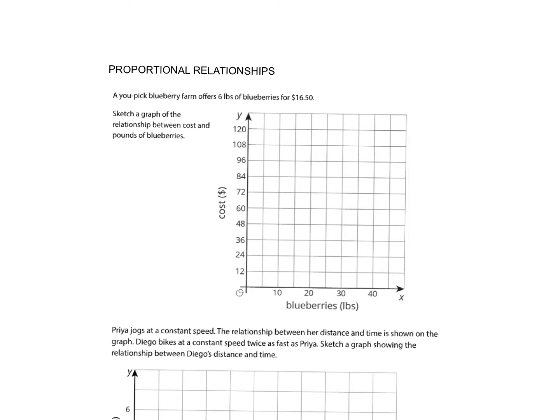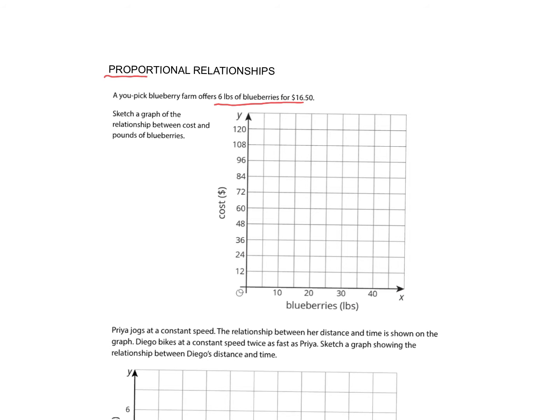So I'm going to walk through them the same way either way, and I'm going to start with the blueberry farm. So the key here is they offer 6 pounds of blueberries for $16.50. You know when you buy things like blueberries or strawberries, it tends to be what's called a proportional relationship, which means if you buy 6 pounds for $16.50, you would expect just to double the price for 12 pounds.